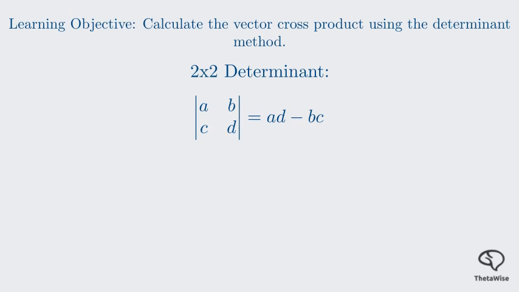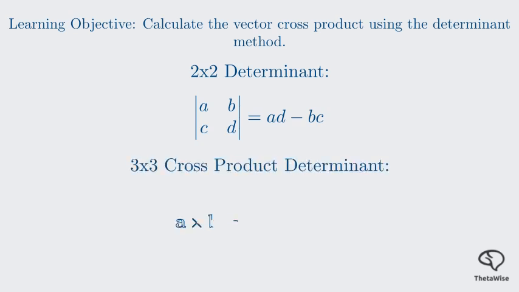The first row consists of the standard unit vectors i, j, and k. The second row contains the components of the first vector, a. The third row contains the components of the second vector, b. So a cross b equals the determinant of the matrix with rows i, j, k; a1, a2, a3; and b1, b2, b3. To calculate this, we use a method called cofactor expansion along the first row.